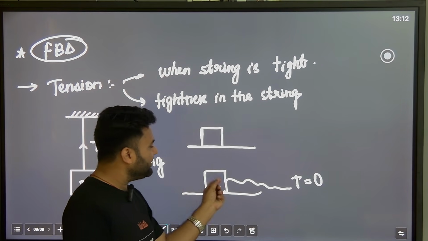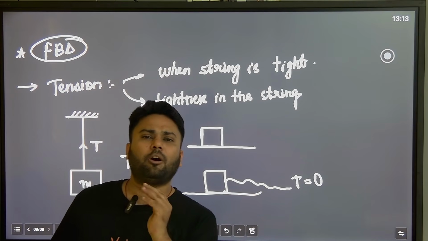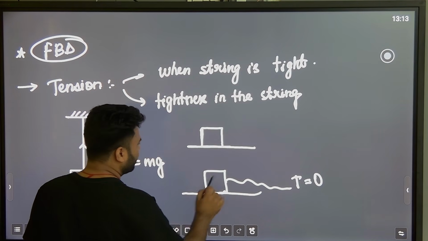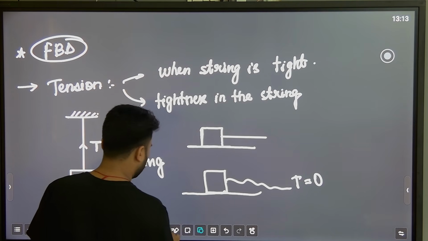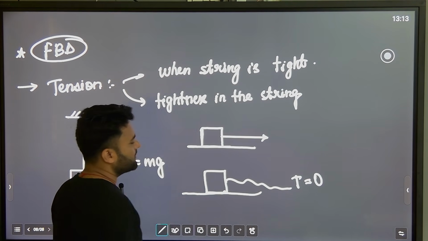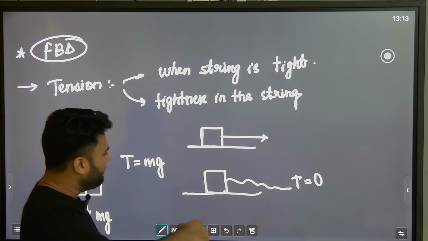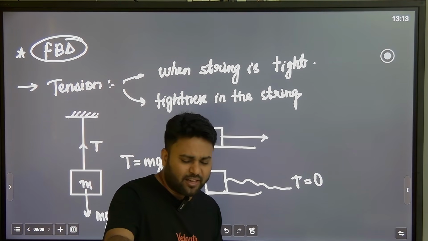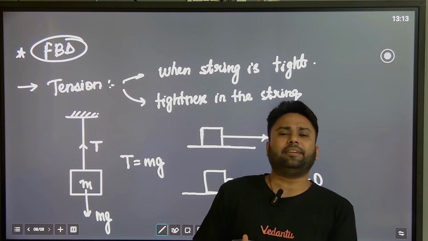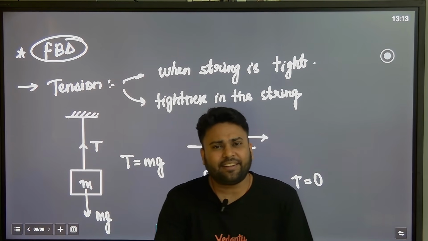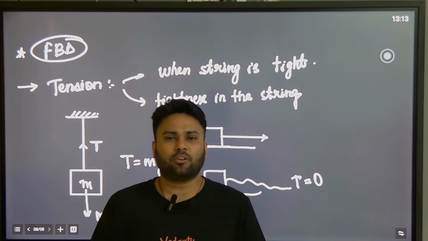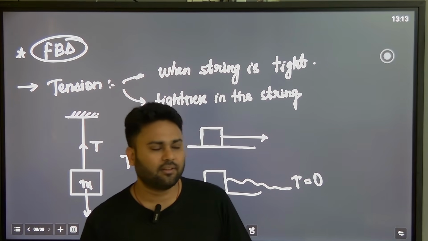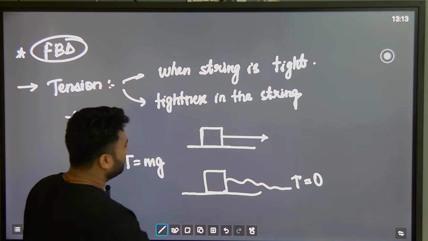But if I say with the help of this string, can you pull the object? Your answer will be yes, sir. We can pull it like this. With the help of this string, we can pull an object, because when we are pulling the object, the string will become tight. This tightness, or the force of tightening, is called tension in the string. So here there will be tension.